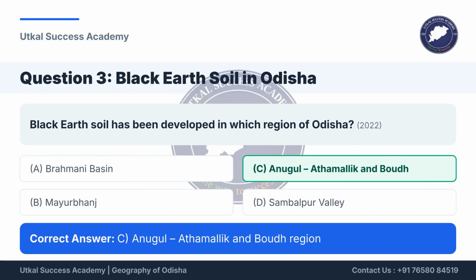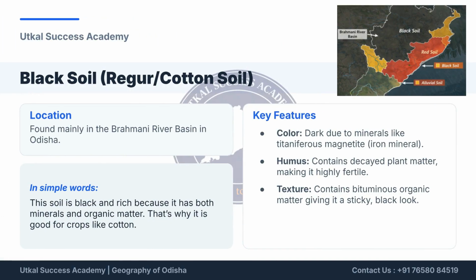Question 3 asks, in which region of Odisha has black earth soil been developed? The correct answer is Angul, Athamallik, and Boud region. Black soil, also known as regur or cotton soil, is mainly found in the Brahmani River basin in Odisha. Its key features include a dark color due to titaniferous magnetite and a rich composition of humus, making it highly fertile for crops like cotton.